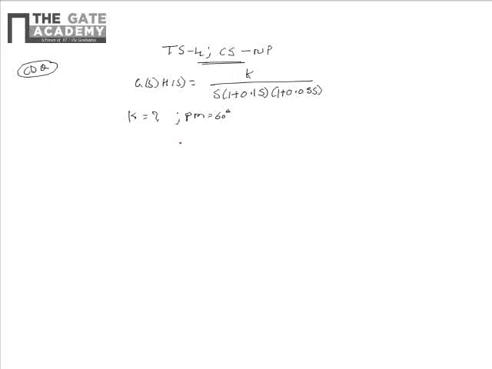We know that the phase margin of a control system is given as PM is equal to pi plus phase of G(j omega)H(j omega) at omega g, where omega g is the gain crossover frequency, which can be obtained from the relation abs of G(j omega g)H(j omega g) is equal to 1.